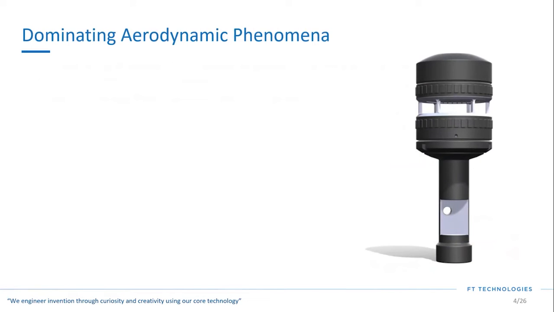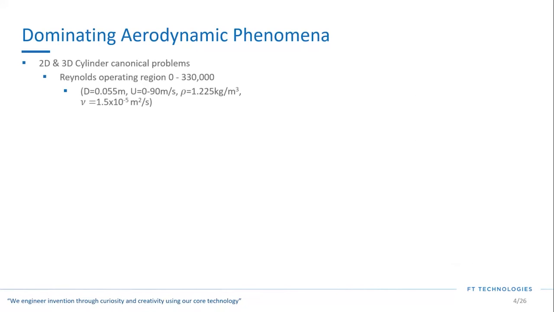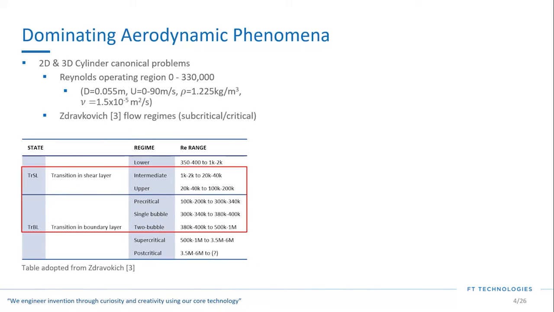So what are the dominating aerodynamic phenomena that we expect to see? Well, our sensor can be simplified as two circular cylinders with a cavity in the center. So referring to the literature, we can simplify it to a 2D or 3D canonical problem with an operating Reynolds region between 0 and 330,000 Reynolds. So according to Hrvoje's flow regime research, this puts us in the subcritical to critical regime, where we would expect a transition between laminar and turbulent flow.